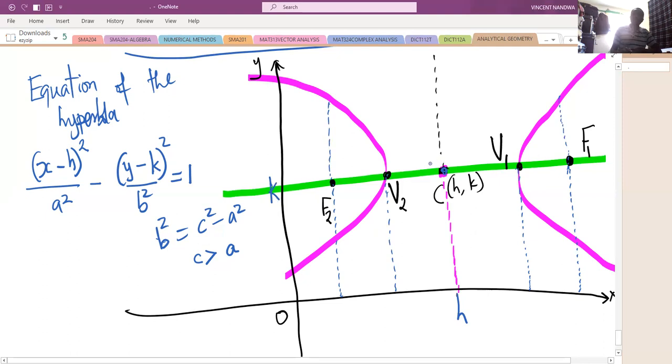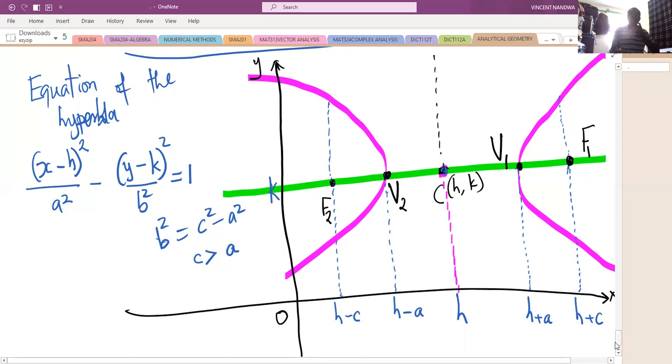And because we know that this distance is always a units, then to the left this will be h minus a. And this distance from here to the center is always c units, so to the left it will be h minus c. This distance is always a units, so this would be h plus a. From the center to the focus is c units, so this will be h plus c.